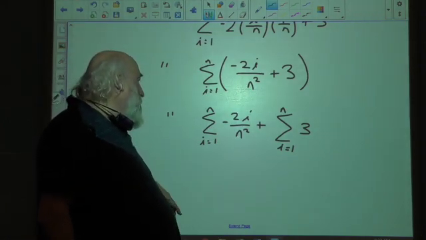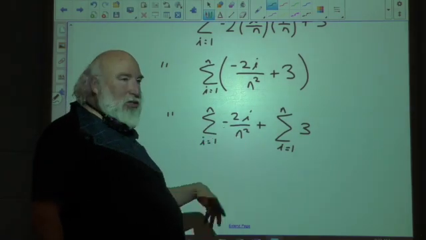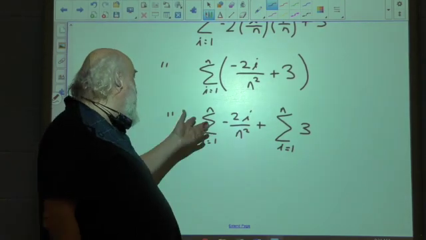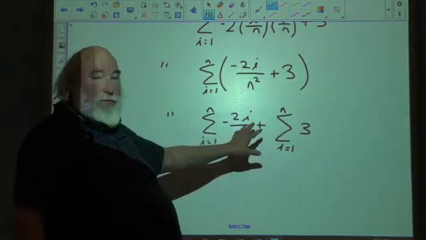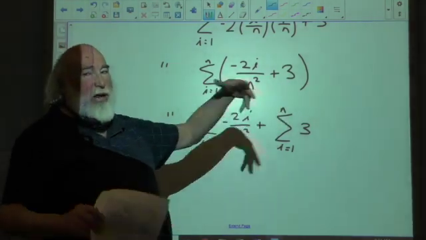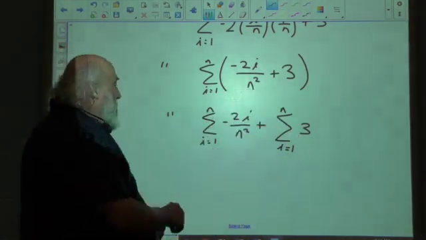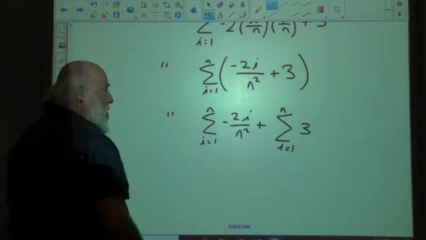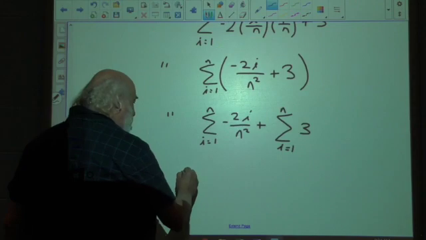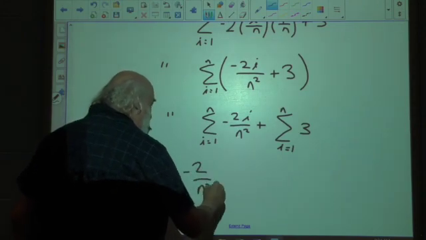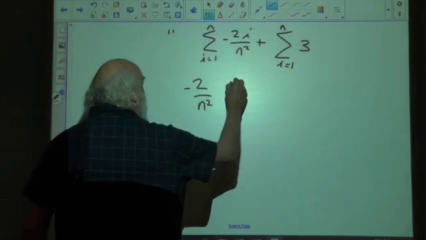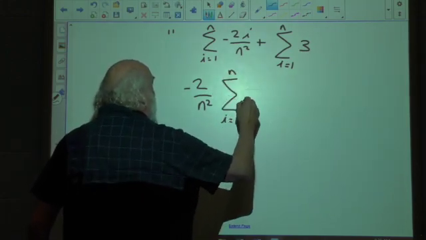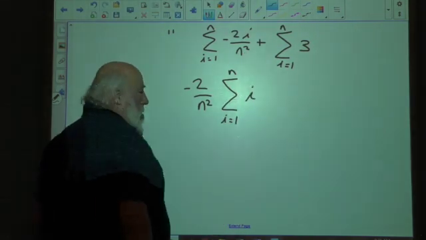We are going to say that 2 and n squared are going to be a constant once we've established what n is. In this case, since the limit is infinity, n is equal to infinity, but we're not going to eliminate it just yet. We will eventually. But for right now, it's part of it being a constant. So that's going to get pulled to the outside. It's going to be negative 2 over n squared times the summation of i equals 1 to n of just plain i.